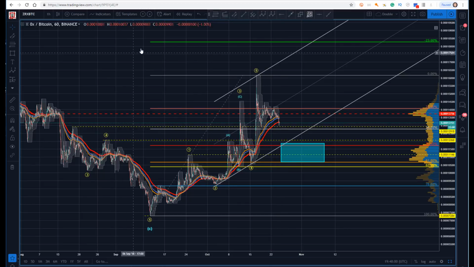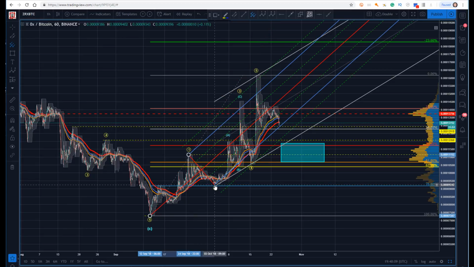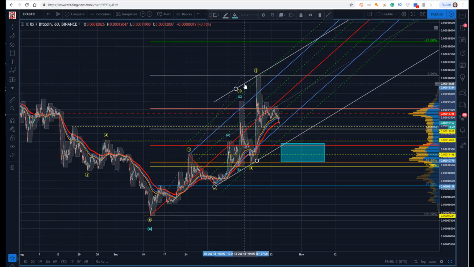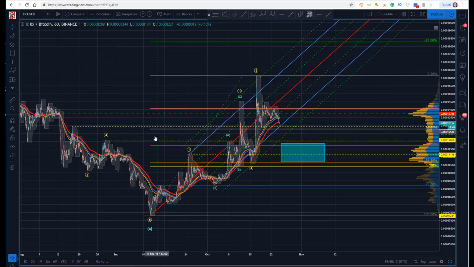Now you could do it with a pitchfork as well. So we could take the low here. We could go up to our wave 1 high, bring it over to our 2. Well, let's see. I'm going to take the channel off so you get the idea here. And it's not perfect, right? So the 1.5 seems to be catching it.